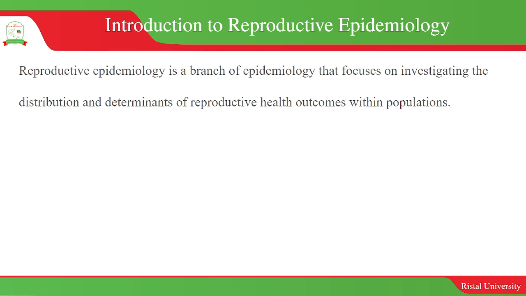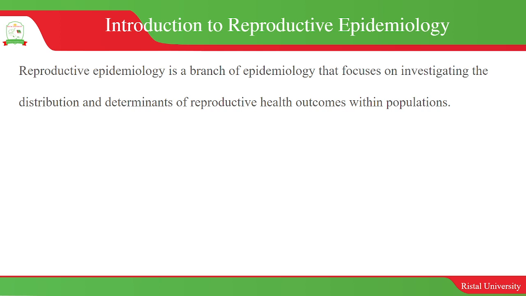The similarities are that we look at the distribution and determinants. They share the same phrases, but the difference comes in the distribution and determinants of reproductive health outcomes. It means that we look at populations and we use that information to control or to improve reproductive health outcomes. So the definition is basically the same, but the focus here is on reproductive health outcomes.